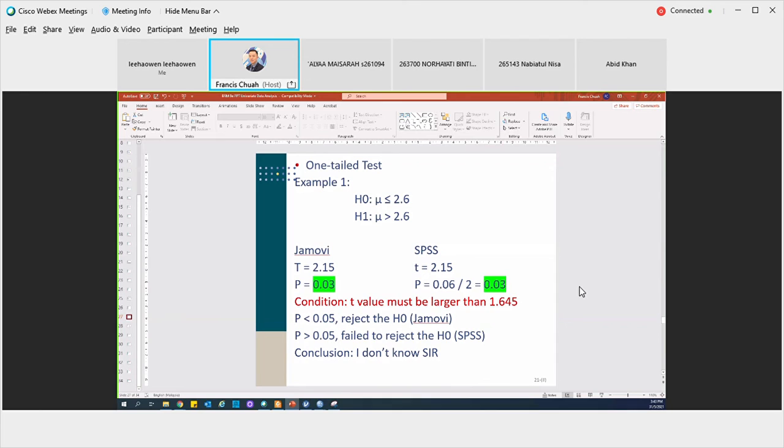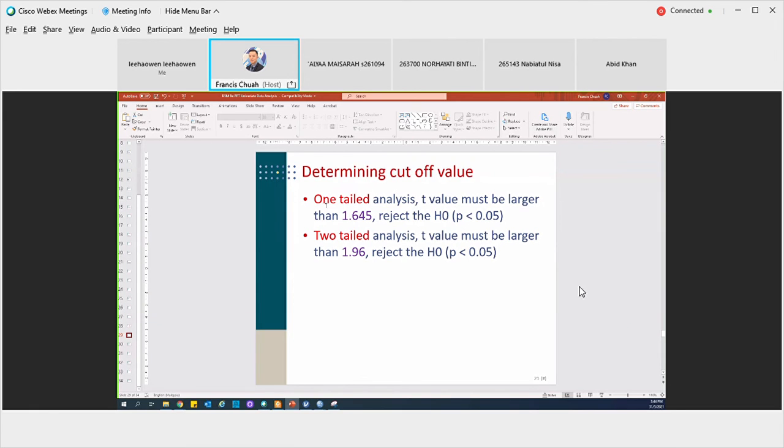Okay, so what if you tell me, sir, it is very hard for me to learn, I cannot understand? Okay, the simple takeaway that I can give you is this. Don't look at the p-value.